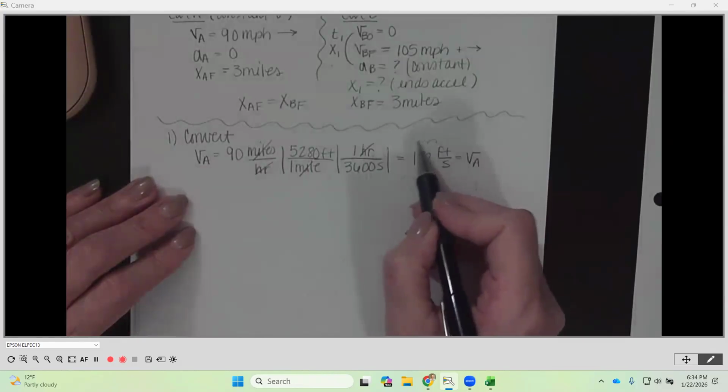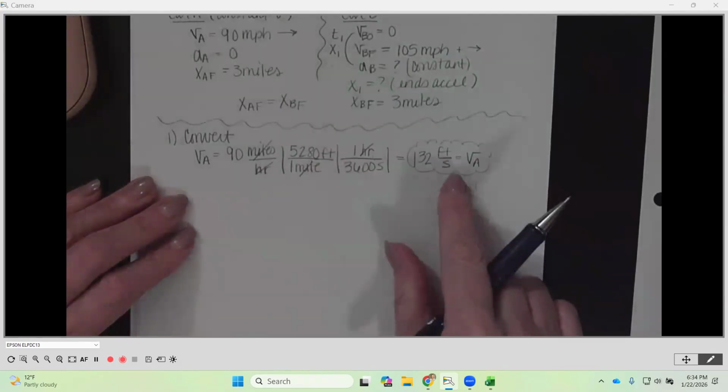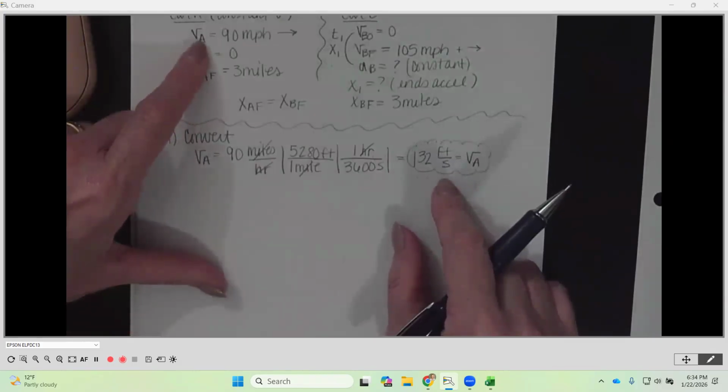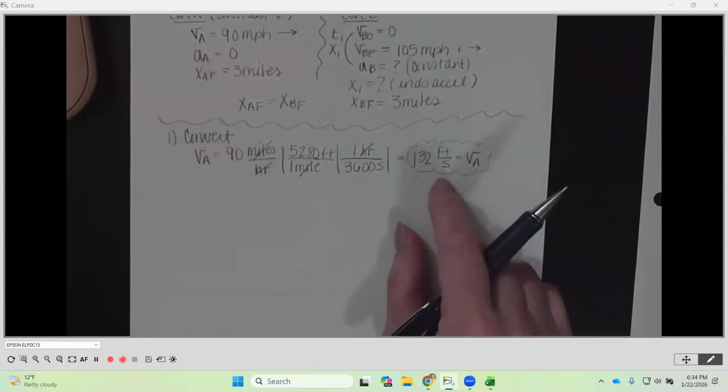$132 feet a second. Yep, 132 feet per second. And put the units in there, because whenever we are going to be referencing A, we're not going to use the 90, we're going to use the 132.